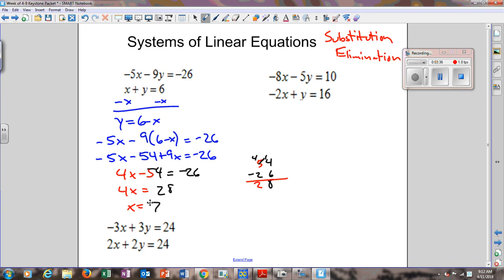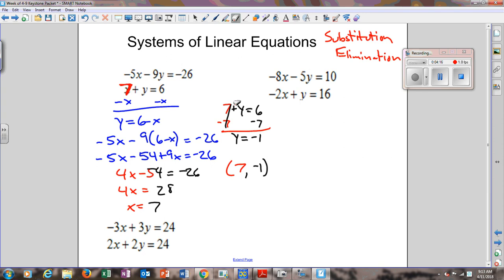Now you take that x equals 7 and you plug it in to the other equation. So you're going to plug it into this equation. Gives you 7 plus y equals 6. So if you have 7 plus y equals 6, subtract the 7 over, you get y equals negative 1. And so your final answer would be 7 comma negative 1. So that's using substitution.